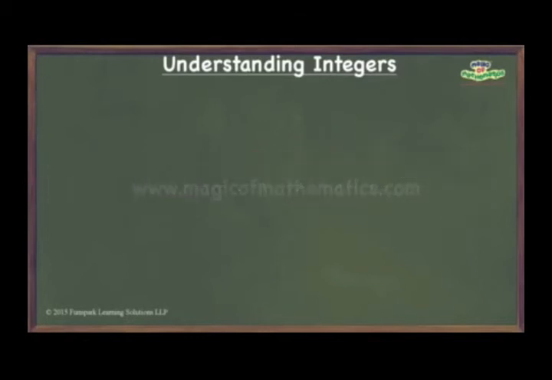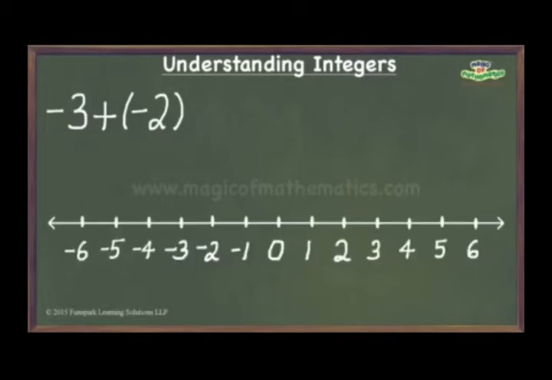Now that we have looked at the rules for performing addition and subtraction of integers on the number line, let us apply the rules in the context of a few examples. The first example that I will take up is -3 plus -2. As before, I draw a number line, but this time with markings representing the positive and negative integers.